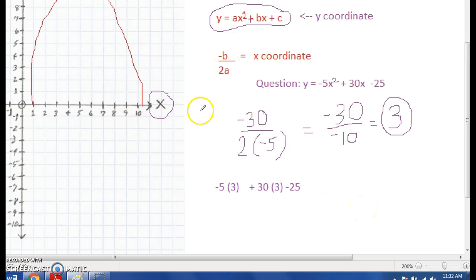Let me add my square back in right here. Okay, so this is what our equation would look like, and all of this is going to be equal to y. It will be our y coordinate. So now I just do the math on it.